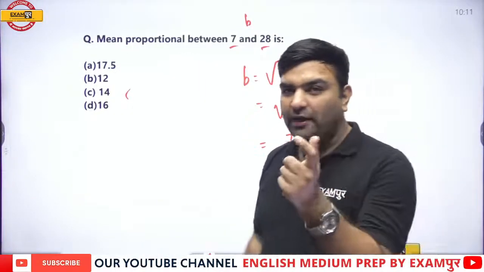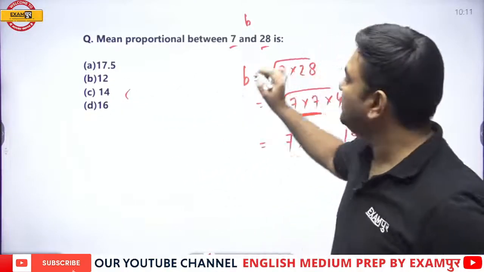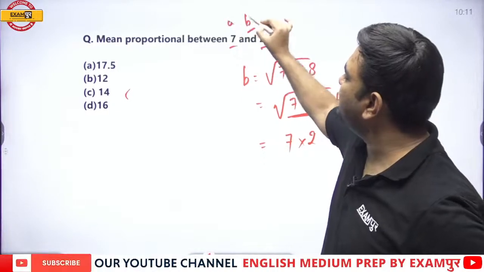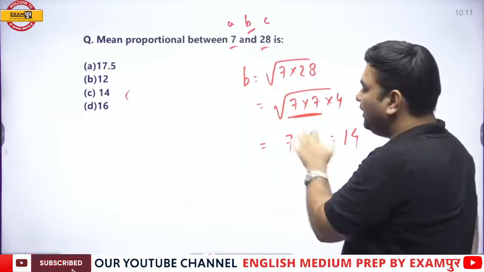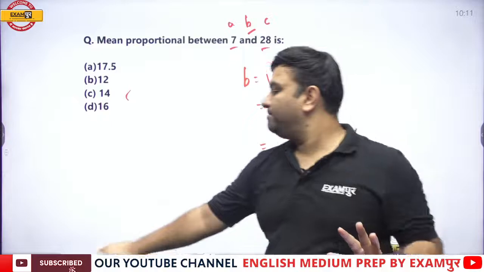Mean proportion, middle value. So this is in a continued proportion and B is being asked. This is your A, this is your B, this is your C. So B is equal to under root AC, which is 12. That is your answer. One more.